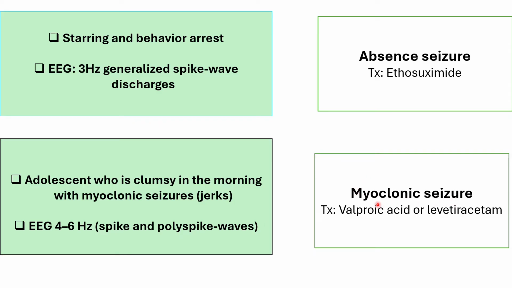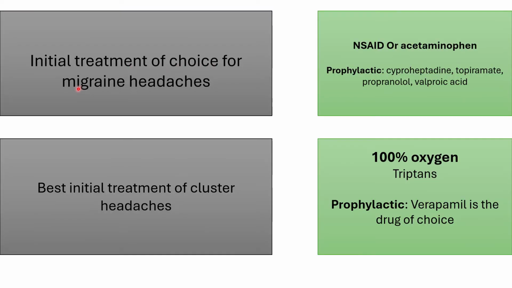The treatment is for life with valproic acid or levetiracetam or Keppra. Initial treatment of choice for migraine headaches is NSAID or acetaminophen. Prophylactic to prevent recurrent migraine headaches: cyproheptadine, topiramate or Topamax, propranolol, or valproic acid in severe cases. Best initial treatment of cluster headaches is 100% oxygen.